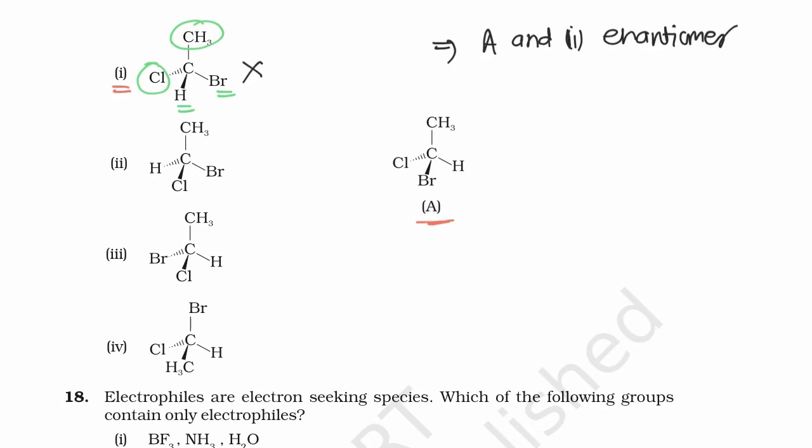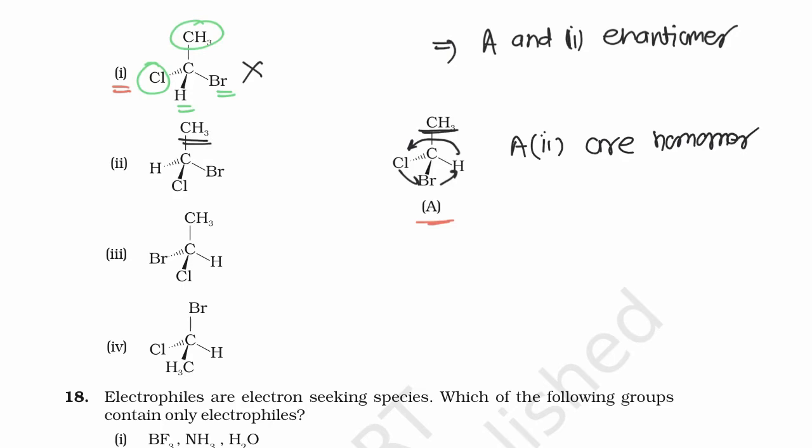Comparing this molecule with the second structure, in this structure the positions of H, Cl and Br are interchanged by keeping the position of CH3 fixed. So A and 2 are identical. So A and 2 are identical or homomers, and they represent the same structure.